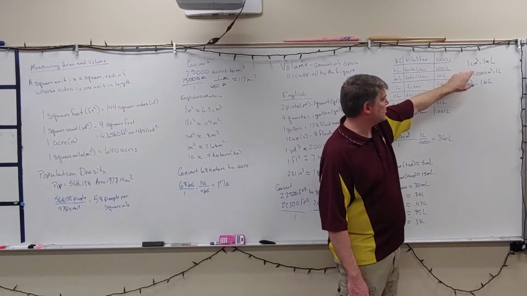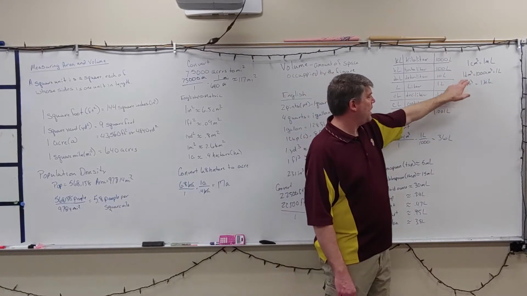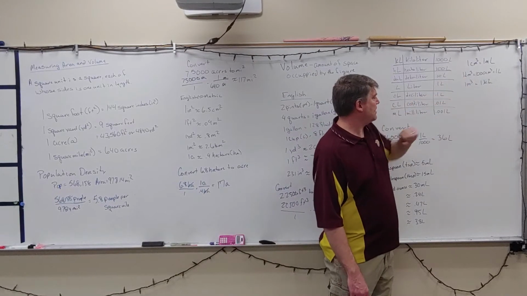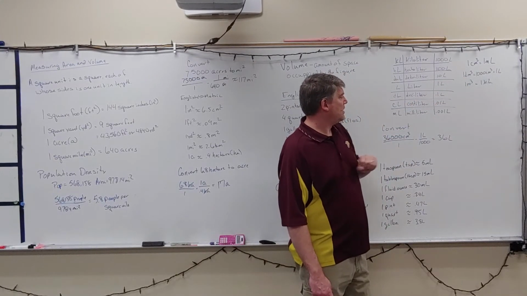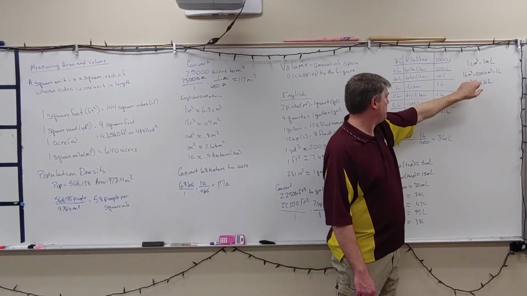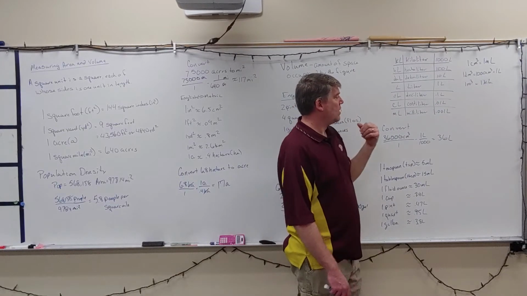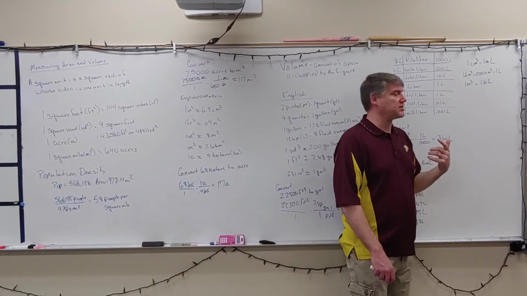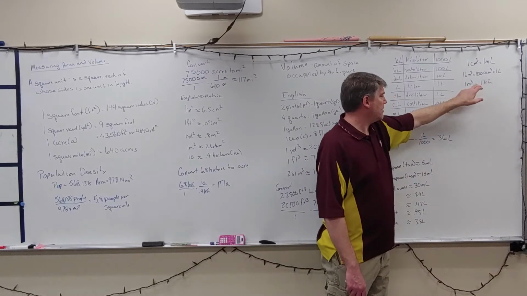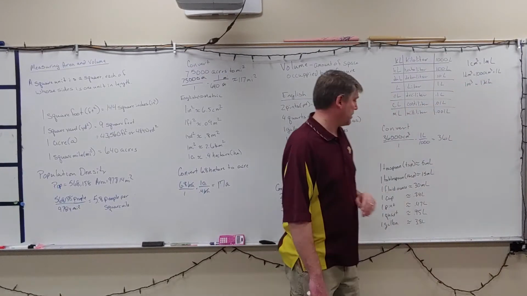And here's our conversion. So 1 centimeter cubed is equal to 1 milliliter. 1 decimeter cubed is equal to 1,000 centimeters cubed, which equals 1 liter. So 1,000 centimeters cubed is equal to 1 liter. And here we have 1 meter cubed is equal to 1 kiloliter.